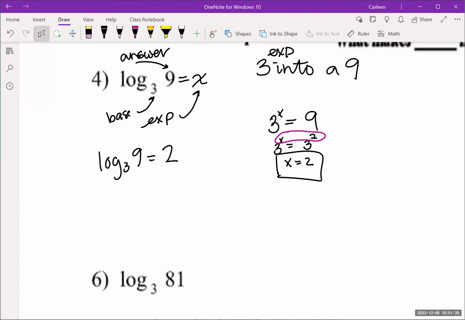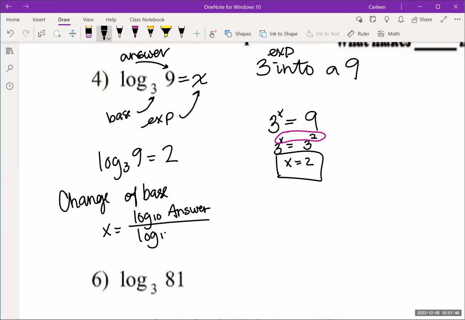Okay, there's another way to do this that's called change of base formula. X equals log base 10 of the answer divided by log base 10 of the base. Now, why am I using base 10? Because the calculator will do base 10. You're going to love this method. It looks really clunky right now, but you're going to like it.